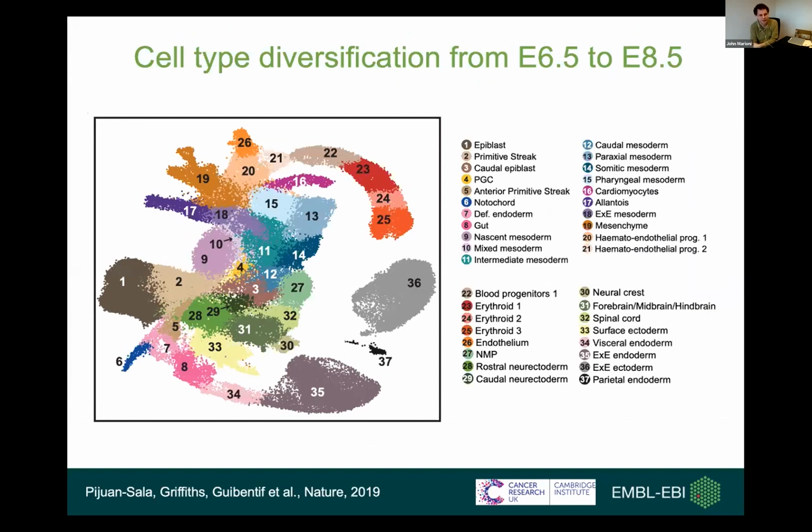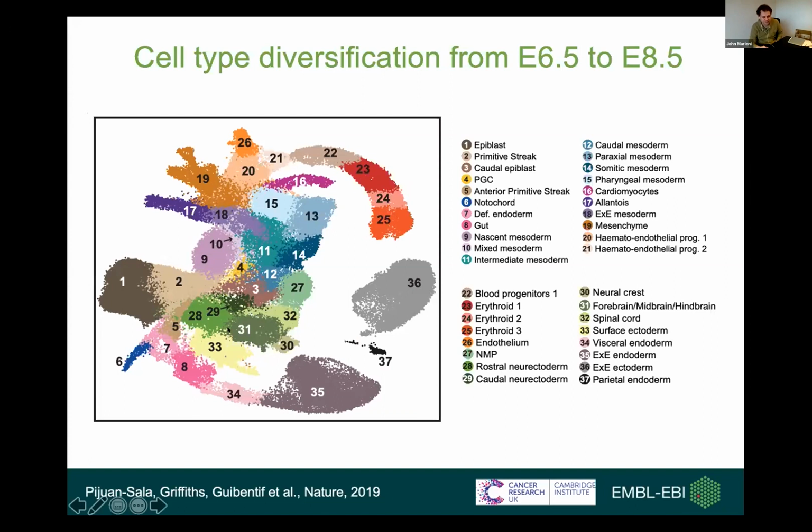Here's some work from the lab of Bertie Göttgens, where we looked at 9 sequential time points from E6.5 to E8.5, and these UMAP plots that we're all familiar with show how we go from early cell types in the epiblast through here towards the blood, the endoderm at the bottom, and various neural and mesodermal cell types in the middle.